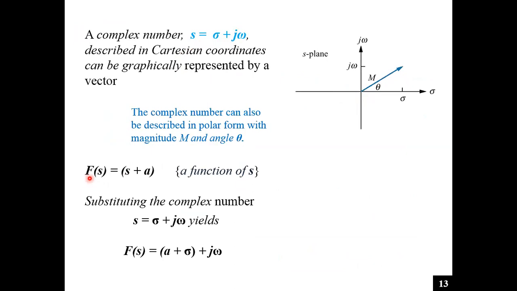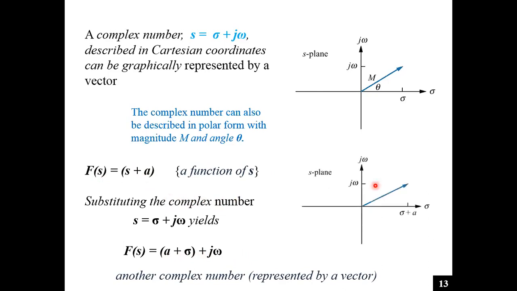For example, we have a function s plus a. Substituting the complex number, we get the real part a plus sigma, plus j omega. Another complex number is represented by a vector. We have just shifted the real part here, so the real part will be sigma plus a.